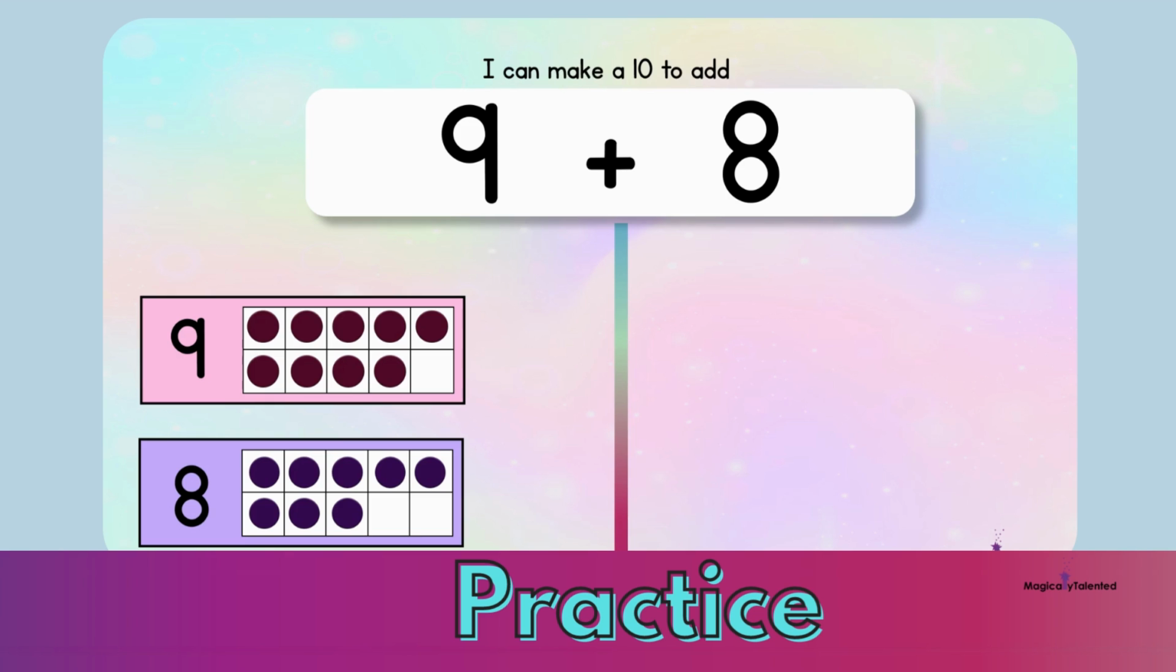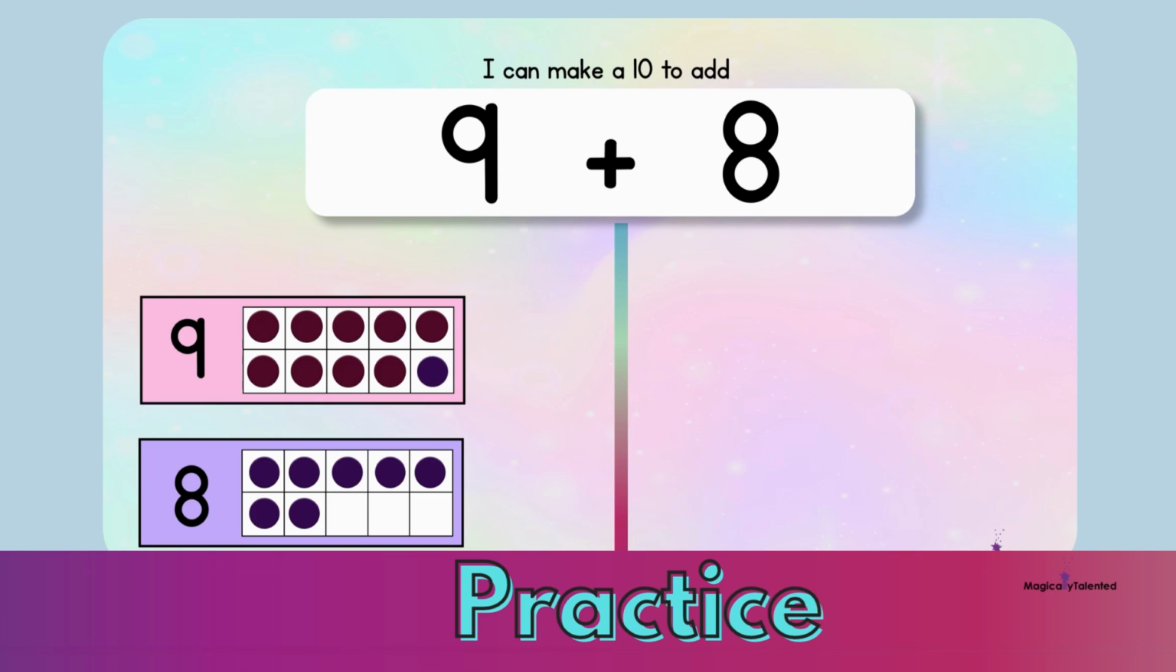9 plus 8. We can make a 10 to make an easier problem to help us add. First, let's look at the tens frame. How many more does 9 need to fill up its 10 frame and get to 10? Yes, it needs 1 more. Where do you think we can get 1 more from? If you said we can get 1 more from the 8, you are correct.